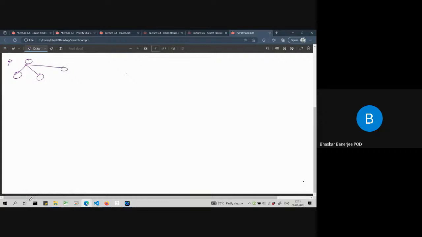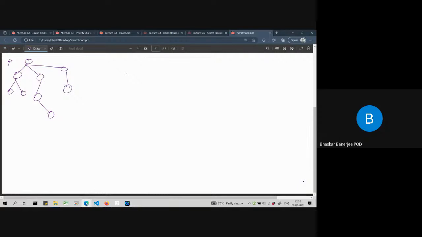Basically, this is a general tree. The only thing is that a tree with n vertices has n minus 1 edges. In normal graph theory, you have all learned what trees are. Same thing here also, it's a tree.